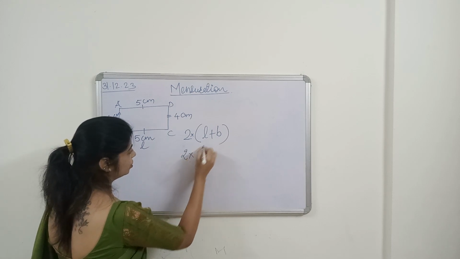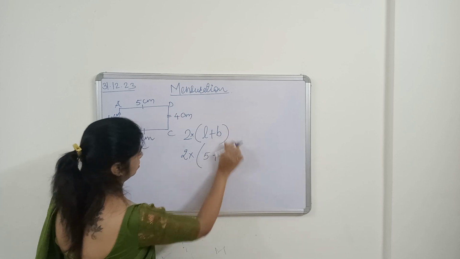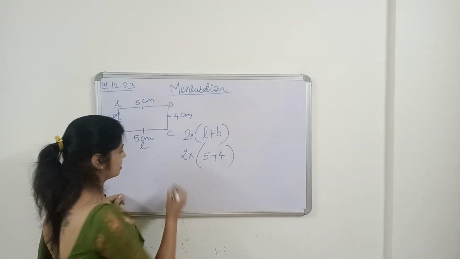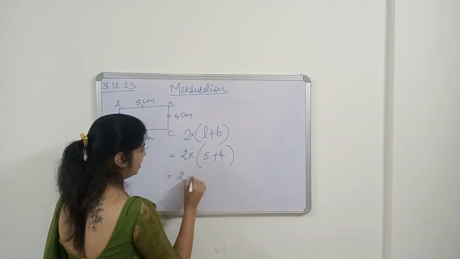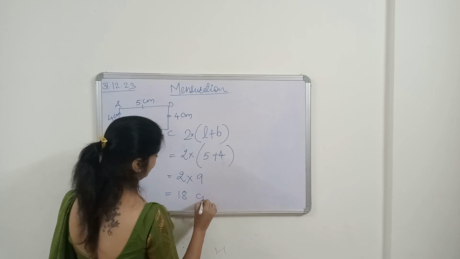And there is no sign between these, which means it is multiplication. So 2 into, what is your length? 5. What is your breadth? 4. So according to the BODMAS rule, bracket first. So this is 2 into 5 plus 4, 9, and this is 18 centimeters.